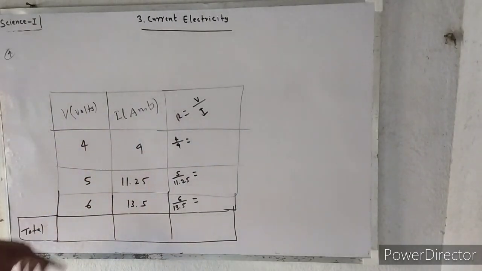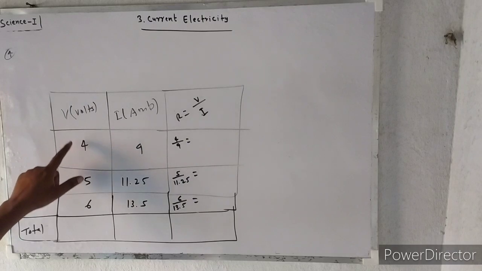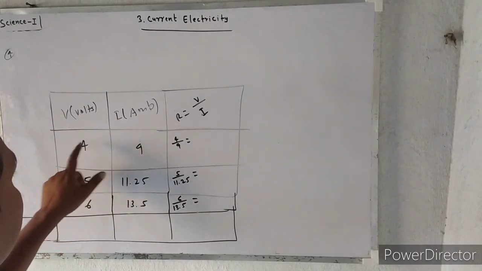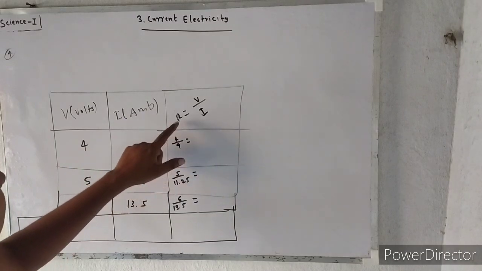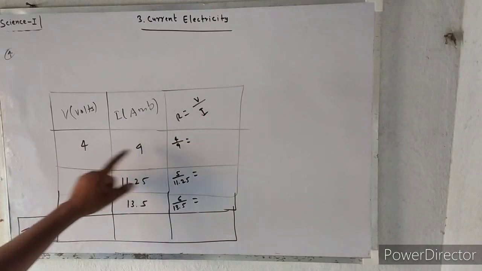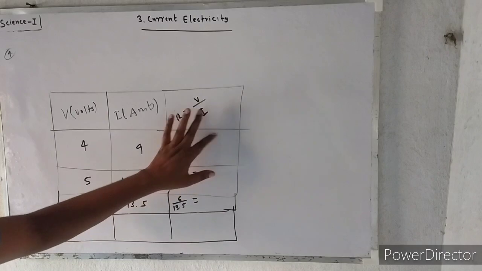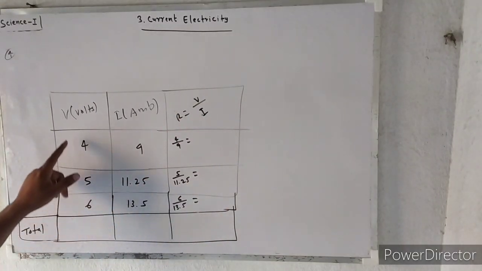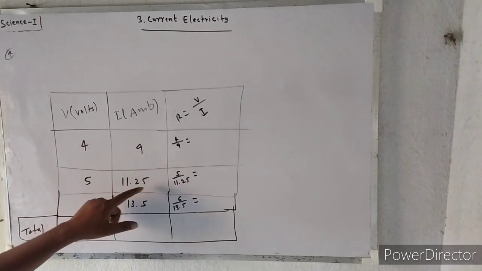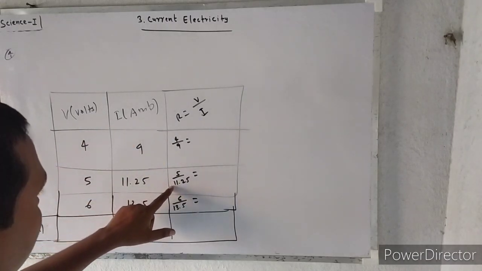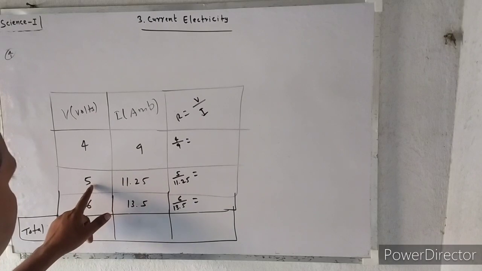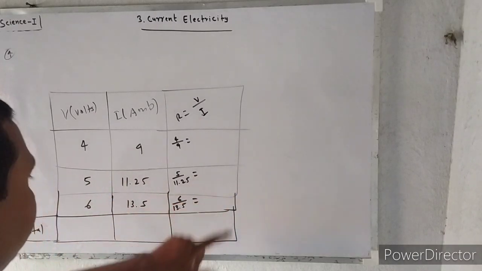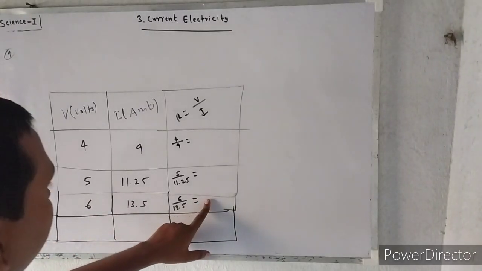So in the first question, see, V is equal to 4, I is equal to 9. For this V and I, R will be equal to V upon I. V is equal to 4, I is equal to 9. Some value you will get here. Similarly, for this V is equal to 5, I is equal to 11.25, and R will be equal to 5 upon 11.25. You will get some values here. Similarly, here you will get some values.